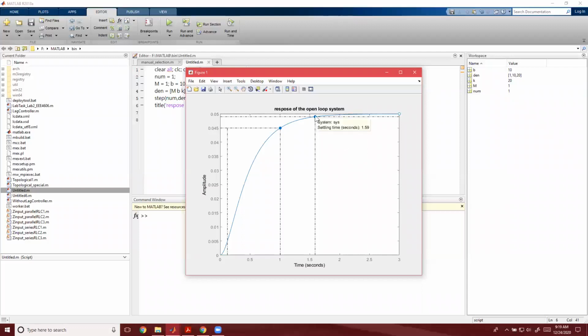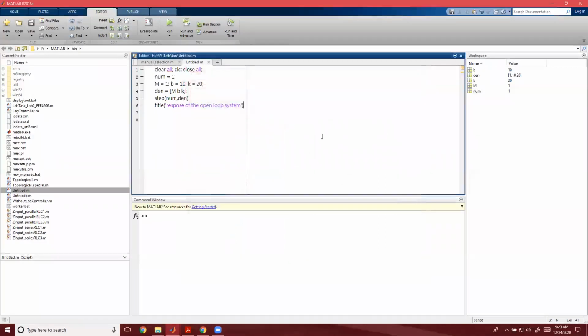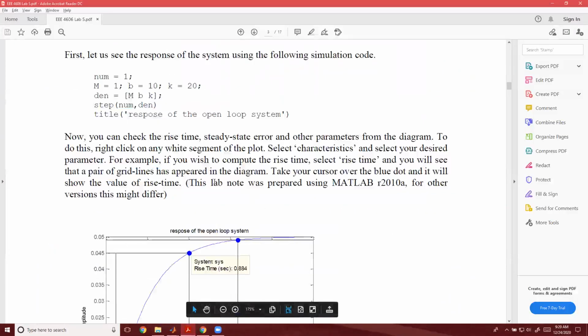Let's look at our settling time, which is 1.6 seconds, and rise time is 0.89 seconds, or almost 0.9. So we have a huge amount of steady state error. We have pretty high values of our rise time and settling time. But one thing is we don't have any overshoot, right? So that's one good thing from this curve. But the other parameters are pretty poor.